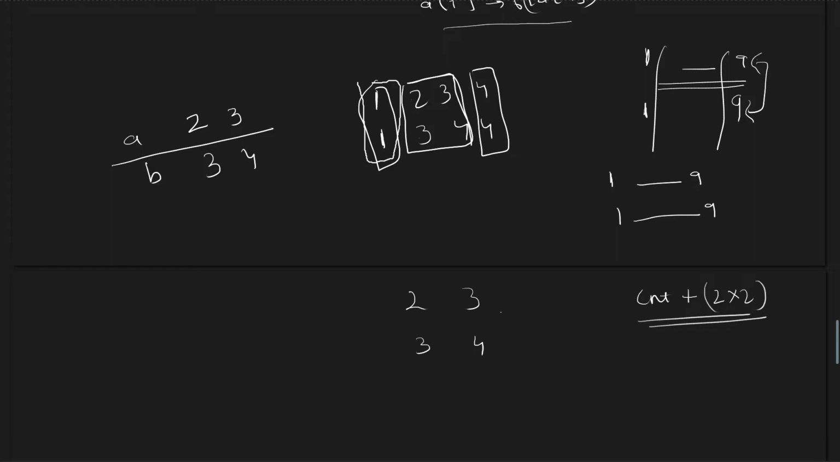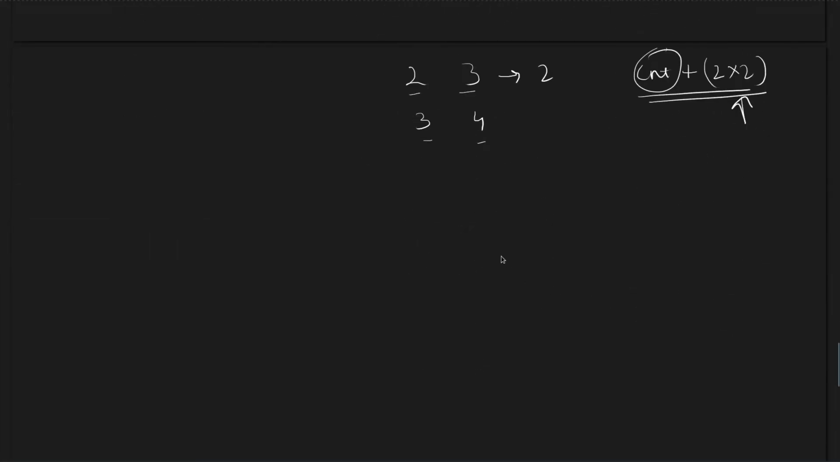Why have I taken 2 into 2? Because there are 2 elements here, and if I apply one operation to each of these and one operation to each of these, then all the elements will be reduced to 1 1, right? So at the end, the maximum answer can be count plus 2 into 2. Since count is fixed, our task is now to reduce this particular number. So let's see how we can reduce this number.